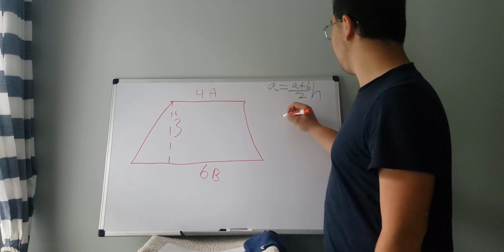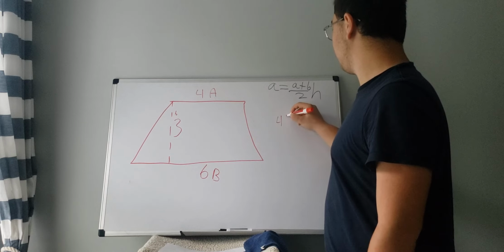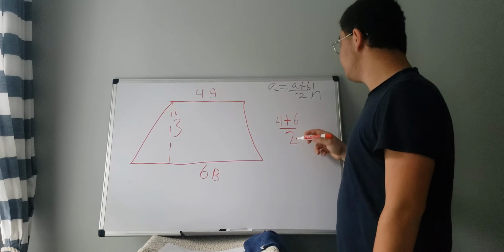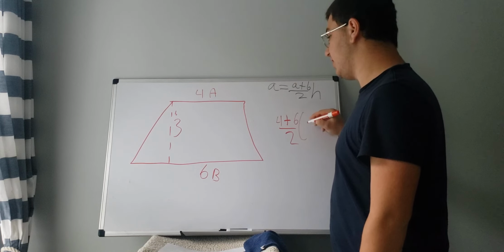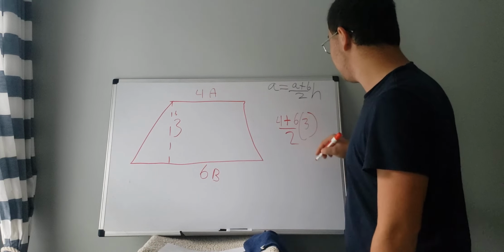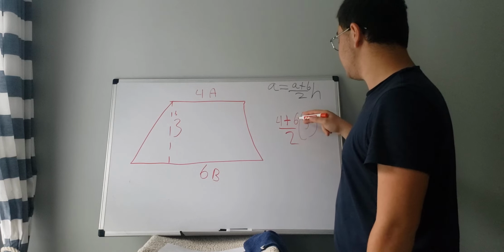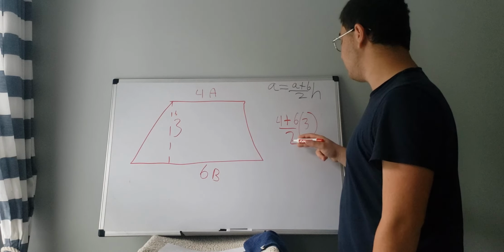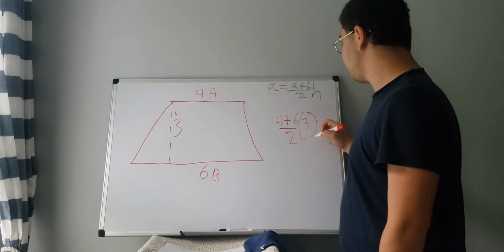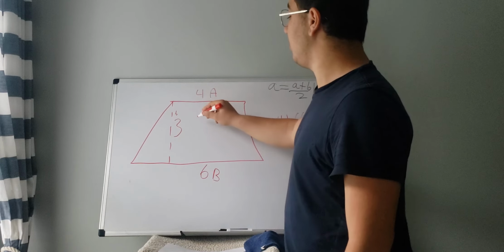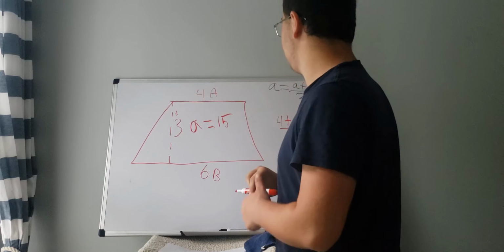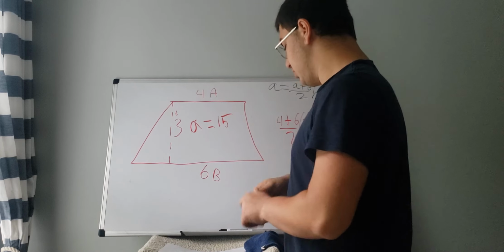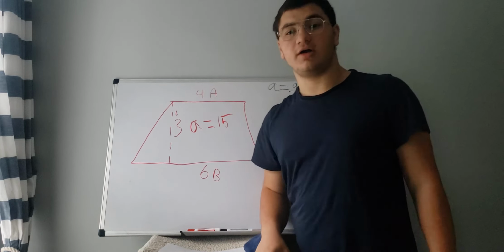We have A is 4, plus 6, divided by 2, and then multiplied by the height, which is 3. So 4 plus 6 is 10, divided by 2 is 5, times 3 is 15. So our area equals 15. And that's how you find the area of a trapezoid.